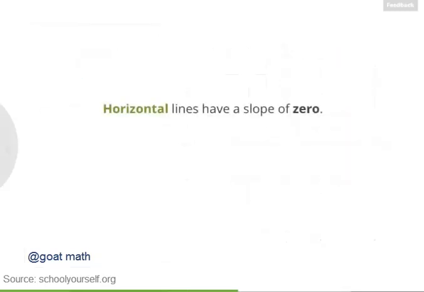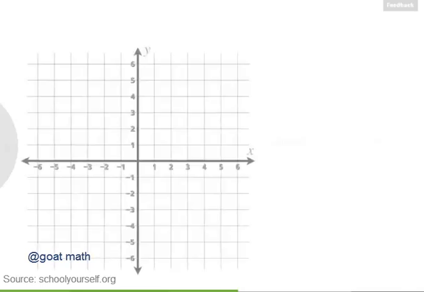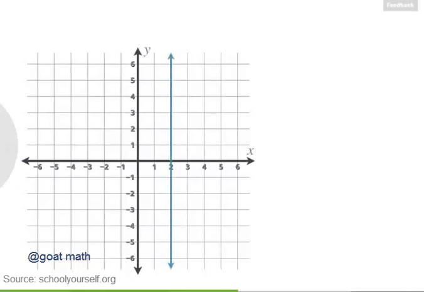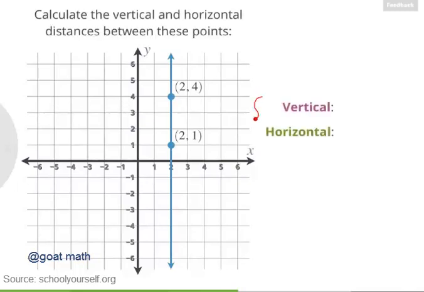Okay, so horizontal lines have a slope of 0. What about vertical lines? Well, let's draw a vertical line and then calculate its slope. Here's a vertical line, and it goes through the points 2, 1 and 2, 4. Before calculating the slope, why don't you first calculate the vertical and horizontal distances between these points?